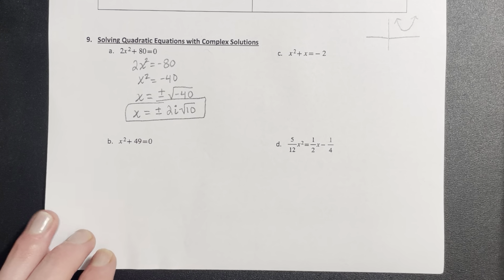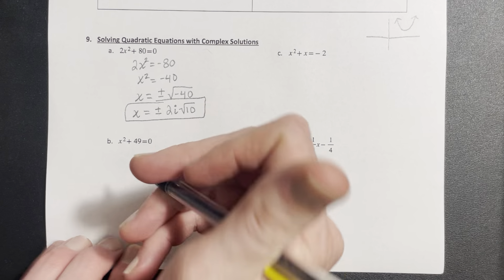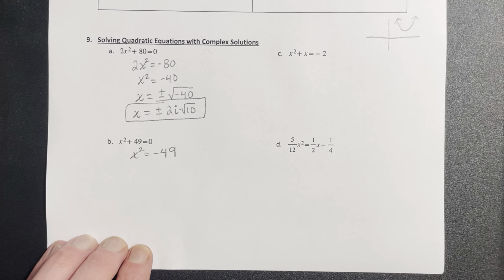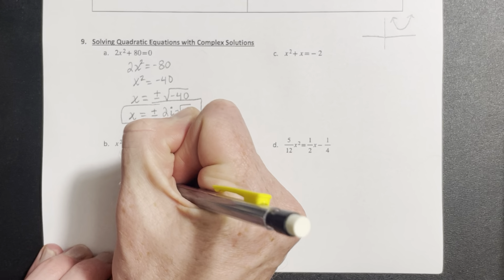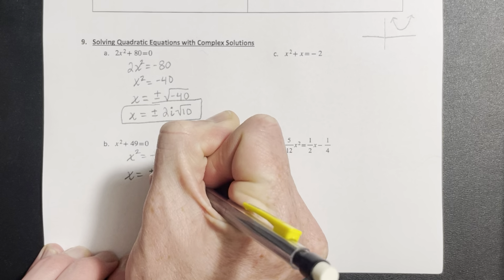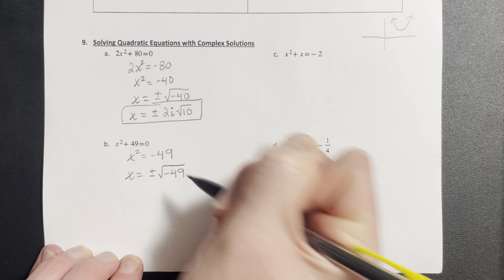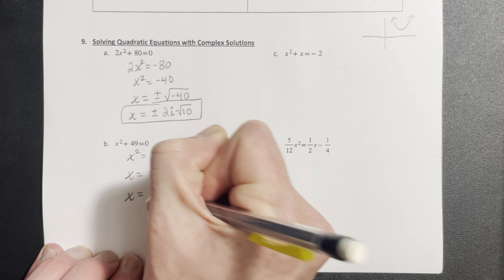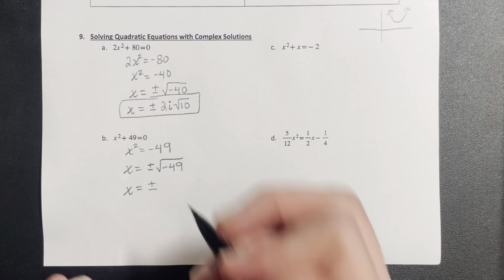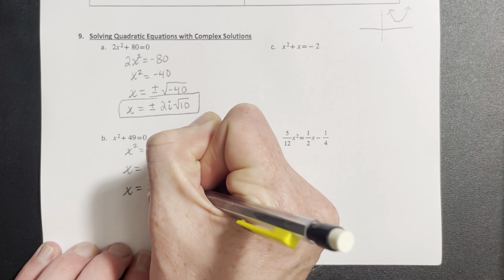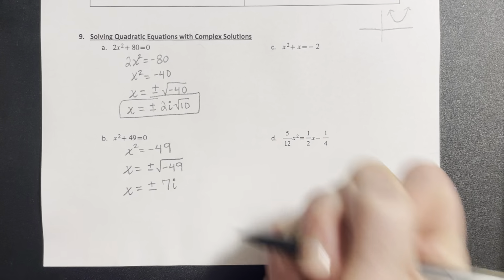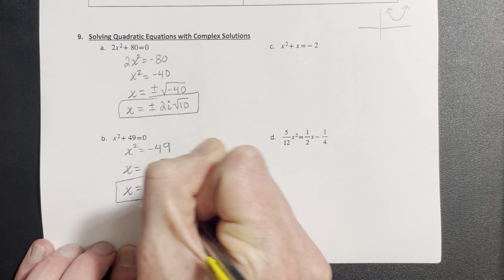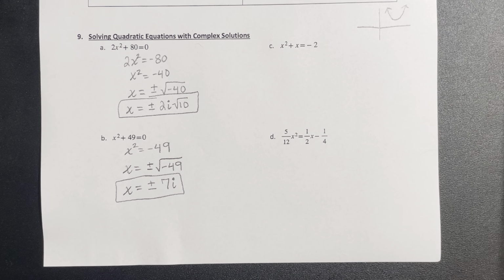For b, x squared plus 49 equals 0, we would do the same thing and subtract 49 from both sides to get x squared equals negative 49. When we take the square root of both sides, we have plus or minus the square root of negative 49. But that one will come out nice because 49 is a perfect square. So if I square root 49, we get 7. Because it's the square root of a negative, it's 7i. So we have two complex solutions, positive 7i and negative 7i.